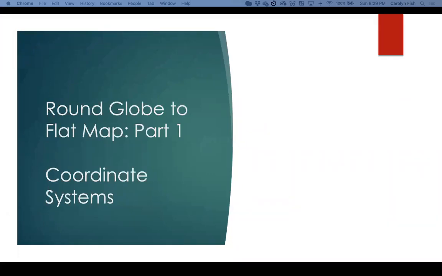All right, let's talk about how we go from a round globe to a flat map. This first video is focused on coordinate systems.